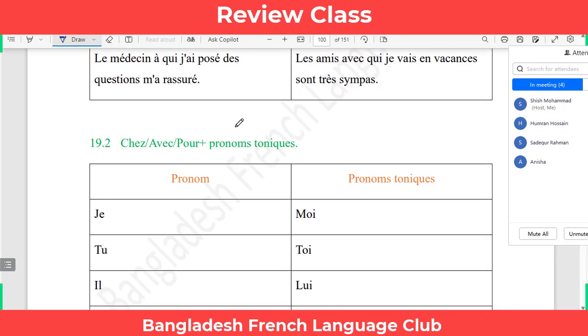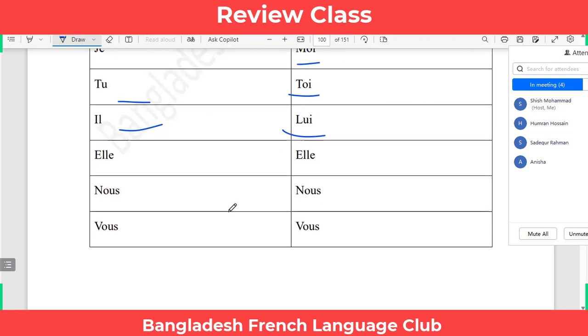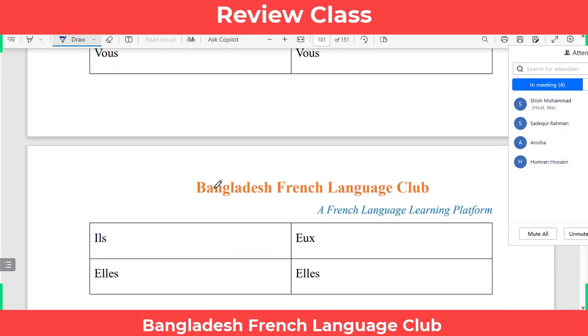Okay, so now we have chez, avec, pour plus pronom tonique, right? So after this preposition we will have the tonic form. We know the tonic form, right? Je, moi, tu, toi, il, lui, elle, nous, vous, ils, eux, elles, elles.